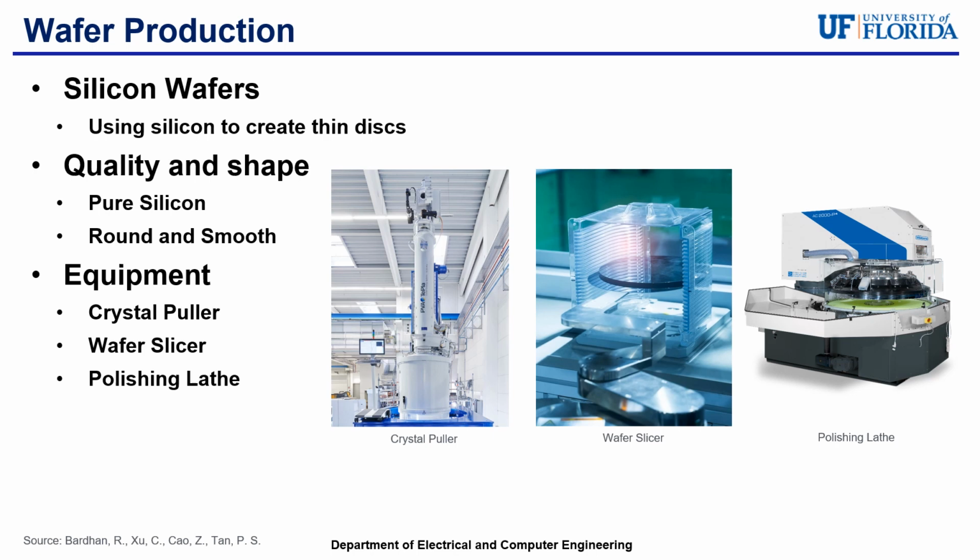After slicing, the wafers are not yet smooth enough. They go through a polishing lathe, which is the equipment on the third image, which polishes them until they have a mirror-like finish. Understanding wafer production is important because the quality of silicon wafers directly affects the performance of the final semiconductor products. This is why such precise equipment and processes are used in their production.